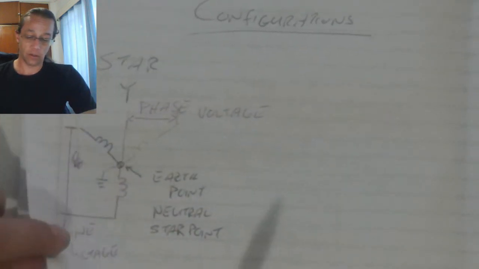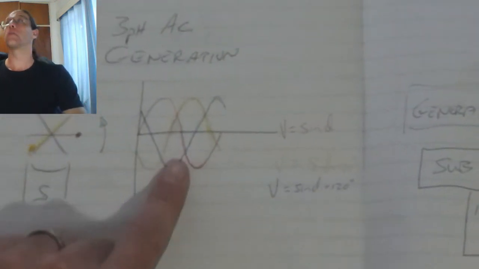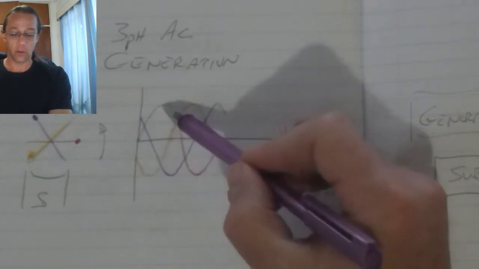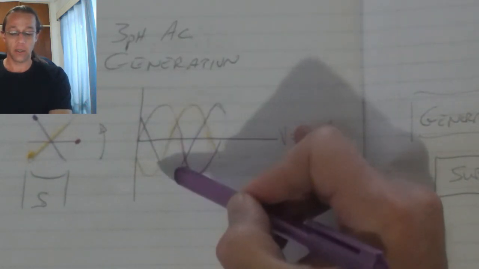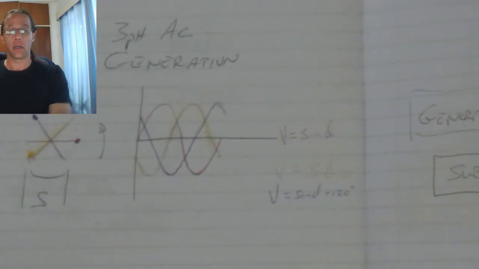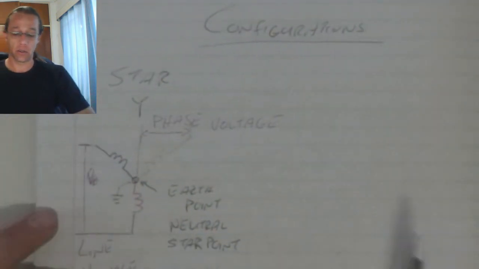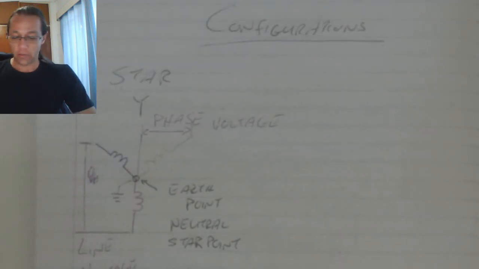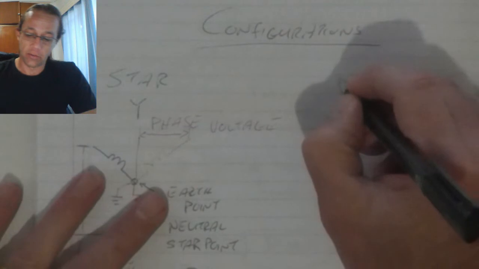Now if we think back to the generated sine wave, we see that when the first one peaks, it is the sum of the other two. In a later video, we'll look at the calculations to determine all these values. The second configuration we get is called the delta configuration.